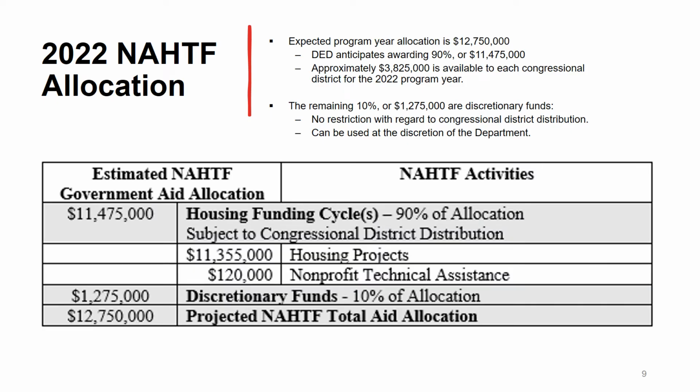The fund is expected to distribute $12,750,000. DED anticipates awarding 90% of this, or $11,475,000. This means approximately $3,825,000 is available to each congressional district for the 2022 program year. The remaining 10%, or $1,275,000, are discretionary funds. No restriction with regard to congressional district distribution is made for these funds. They can be used at the discretion of the department.